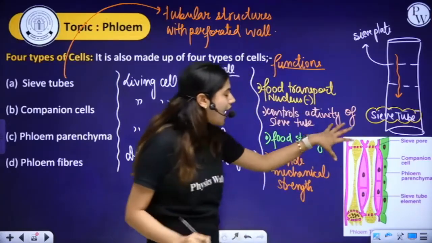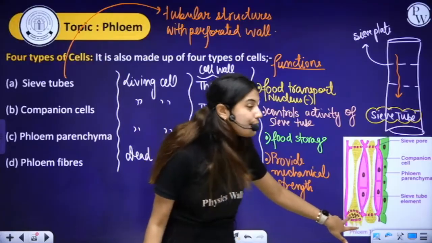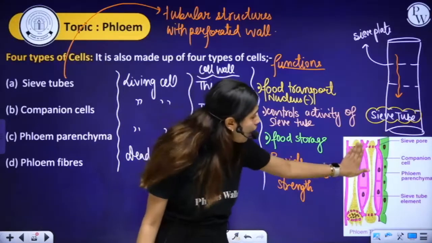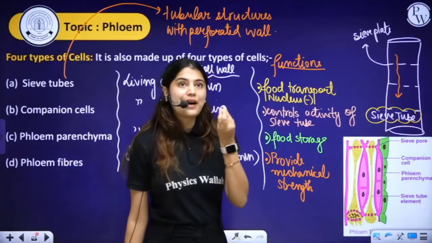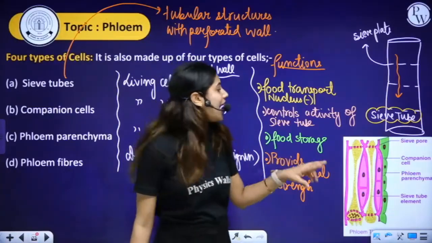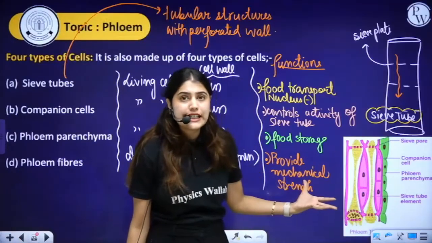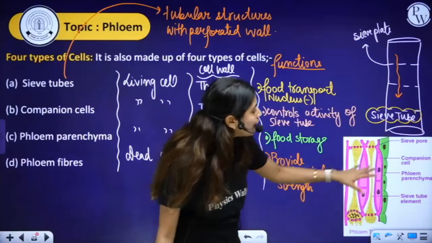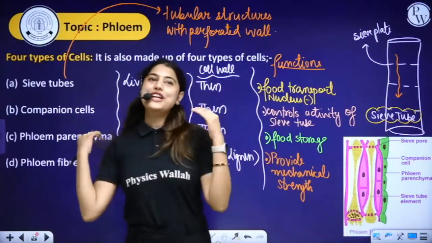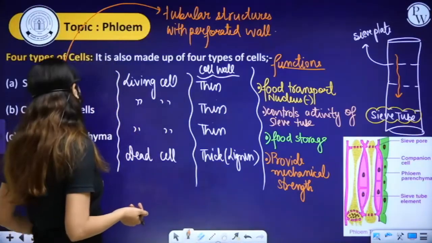This is how they have shown you the diagram. Basically, you could see the lines, the perforated walls. We can call this the sieve tube, having the sieve plates, right? Around them, there will be the companion cell. What will the companion cell be doing? Controlling its activity. Then we can see the phloem parenchyma, which will be storing the food. That was about the phloem.